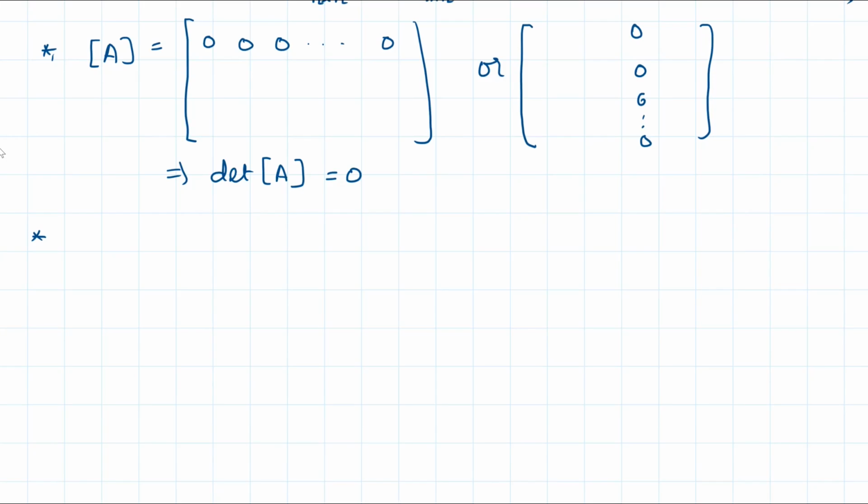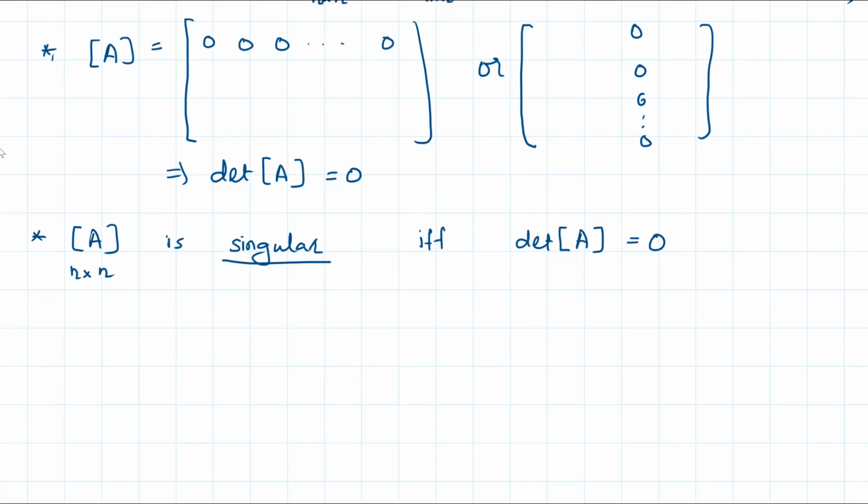And following this, we can then define a square matrix A is singular if and only if the determinant of that matrix is 0. Okay? Another word would be that this matrix is non-invertible.